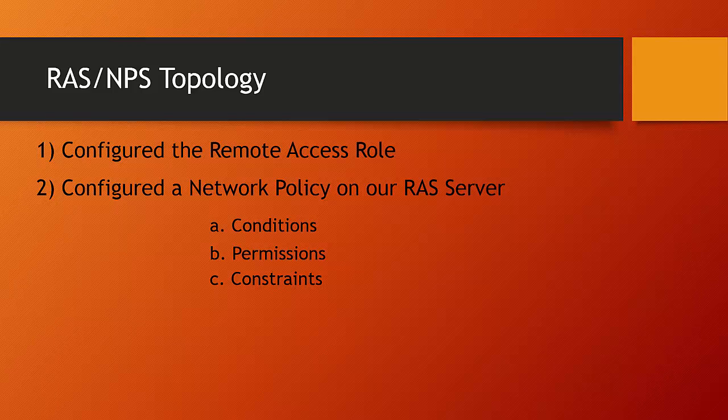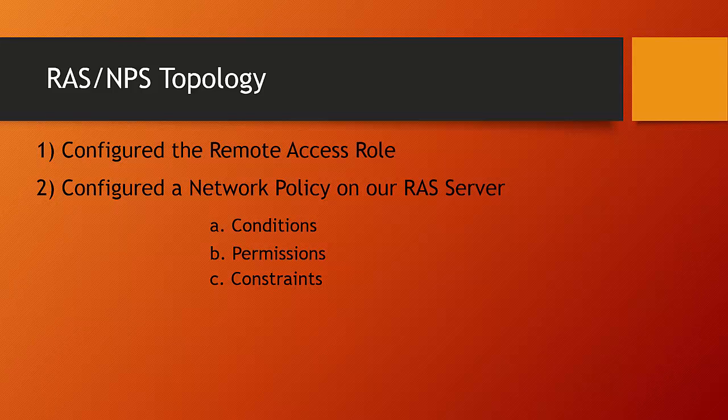Now, our network policy exists on a single RAS server. But what if you had multiple Remote Access servers? What if you had other devices like network switches, like wireless access points, and you wanted to control access through those devices as well? Well, at this point you might consider installing a centralized authentication and authorization server.